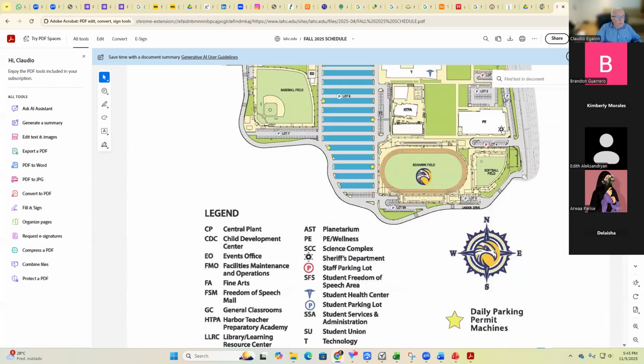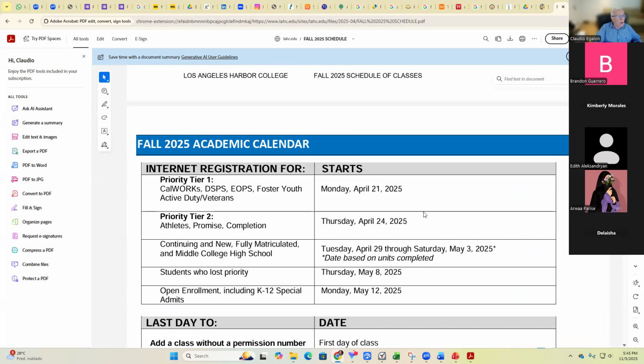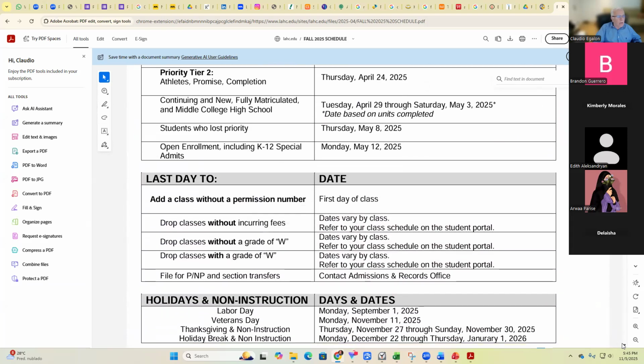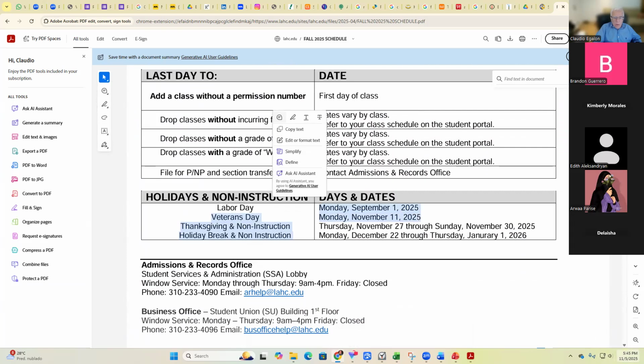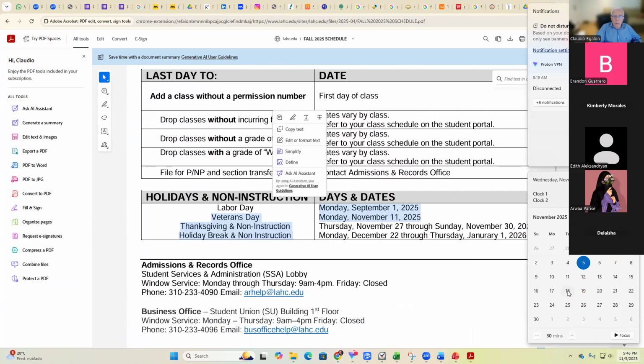We are supposed to have a page here: internet registration, last day, holidays. Okay, November 11 is Veterans Day, right? Wait a minute here, Monday. Oh yeah, that's November 11. Why does it say Monday? It's not a Monday, it's a Tuesday on my calendar. Do you see that? Oh my goodness, what are we gonna do here?